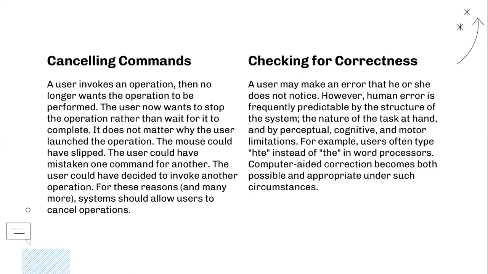Next is checking for correctness. A user may make an error that he or she does not notice. However, human error is frequently predictable by the structure of the system, the nature of the task at hand, and by perceptual, cognitive, and motor limitations. For example, users often type HTE instead of the in word processors. Computer-aided correction becomes both possible and appropriate under such circumstances.